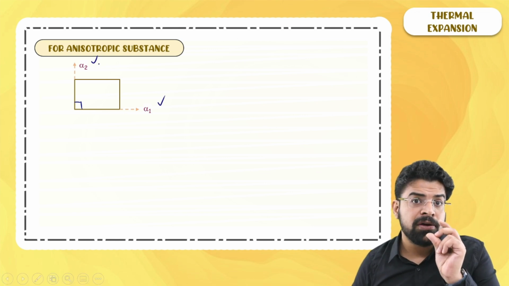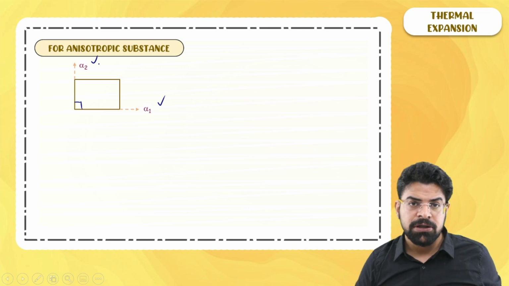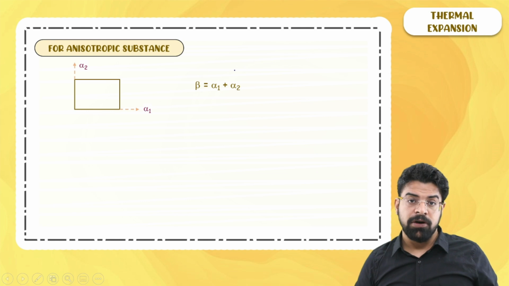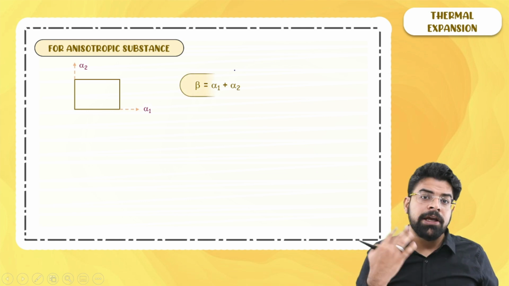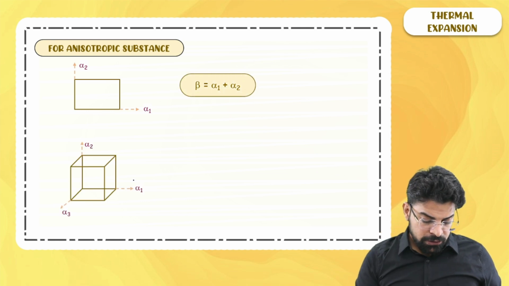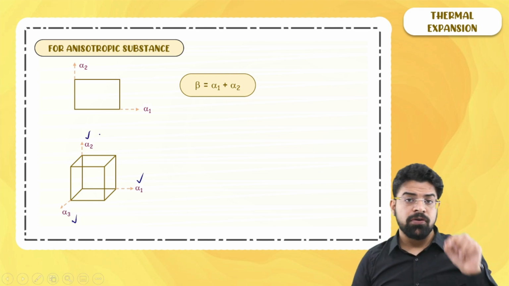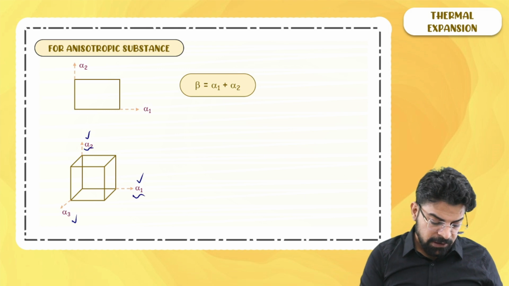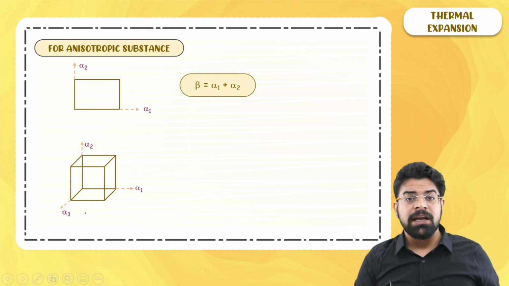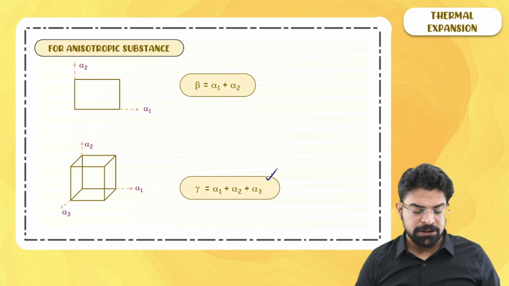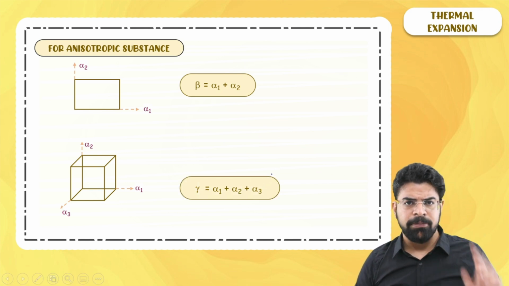Now how will you write the correlation between beta and alpha? For such a case, you say beta equals alpha 1 plus alpha 2. And if you are talking about 3D, you have 3 perpendicular axes about which the coefficients of linear expansion are alpha 1, alpha 2, alpha 3. Then you can write gamma, the coefficient of volume expansion, equals alpha 1 plus alpha 2 plus alpha 3. A simple thing to remember.